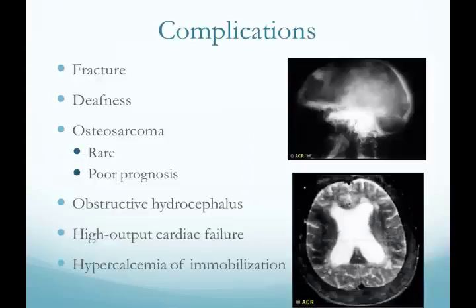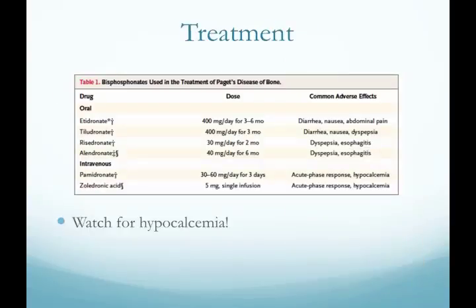Different complications include fracture, osteosarcoma, which is rare, high output cardiac failure, and hypercalcemia of immobilization, because there's so much turnover. Once these patients are immobilized, suddenly all the calcium is in the blood, and they become hypercalcemic. So if you have a disease with high bone turnover, how do you treat it? You give medication that decreases the bone turnover. The best example of these medications that we use these days is bisphosphonates. You're going to have to watch these patients for hypocalcemia if you start them on a bisphosphonate, though.